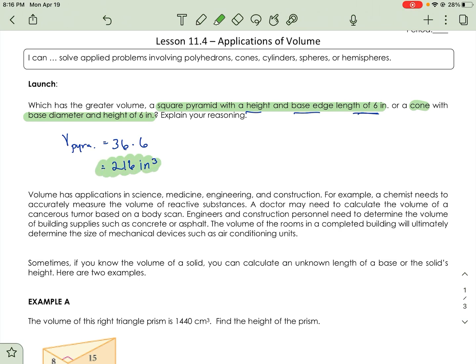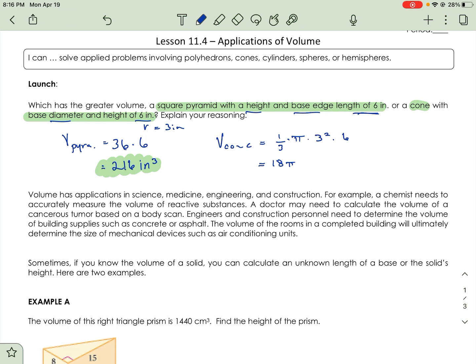And then we would want to find the volume of the cone. We know that the volume of the cone is equal to 1/3 times the area of the base, which is pi r squared. So if the diameter is 6 inches, then r is equal to 3 inches. So we have 1/3 times pi times 3 squared, and then multiply that by the height of 6. So we have 9 times 1/3 is 3, times 6 is 18 pi.